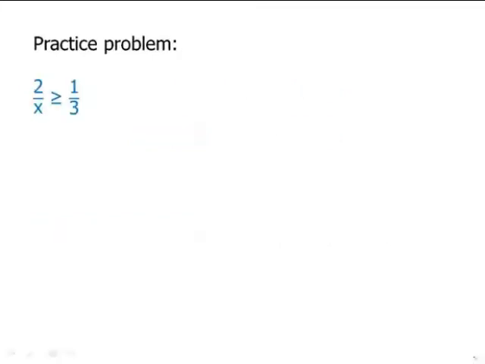Here's another practice problem. Pause the video and then we'll talk about this. Notice, first of all, that x cannot equal 0. If we made x equal 0, then we'd be dividing by 0, and we wouldn't have a sensible expression.